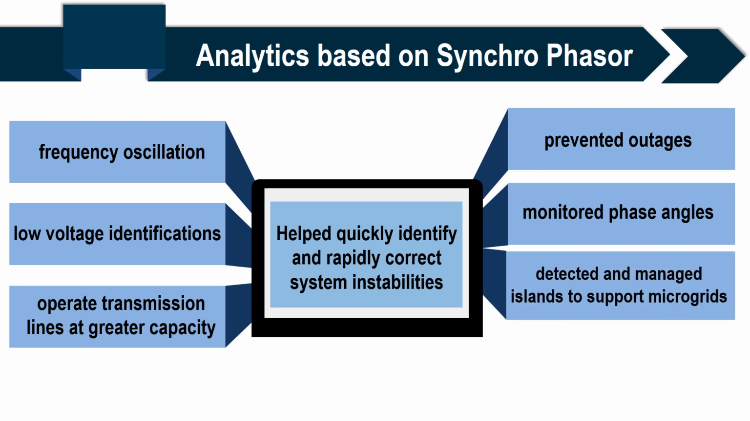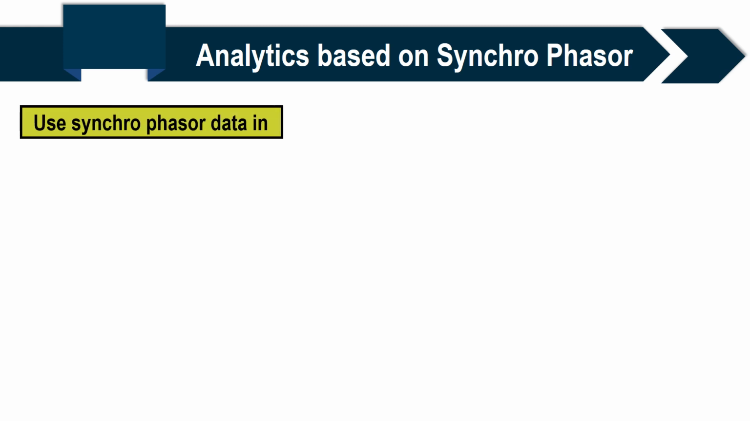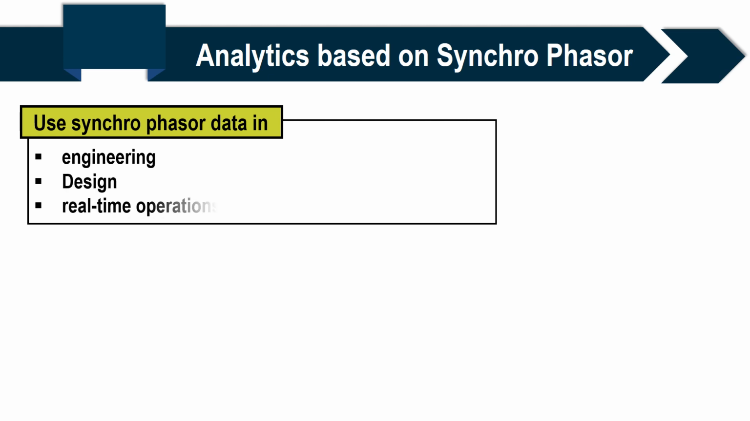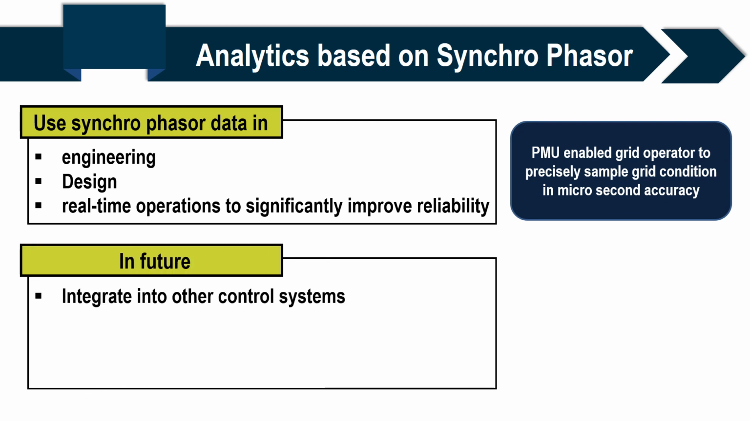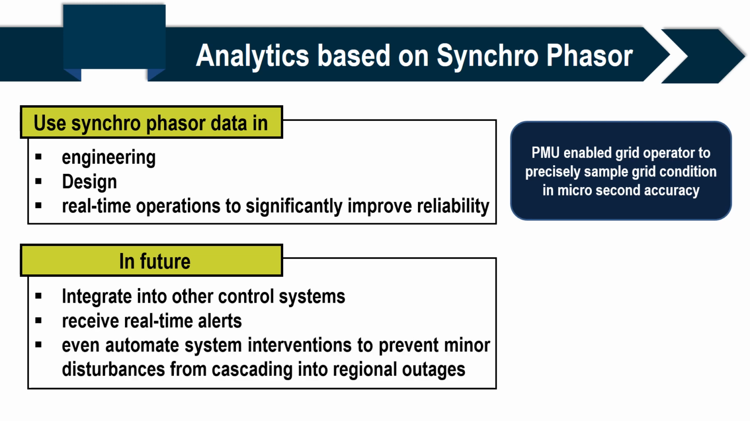It helped operators detect potential failing equipment as well. So with these various analytics, we are able to analyze and take corrective actions. The output from analytics can also feed into engineering, design, and real-time operations to significantly improve the system reliability. And in future, when we have an integrated view, it can be integrated into the control system, receive real-time alerts, and even automate system interventions to prevent minor disturbances from cascading into regional outages.